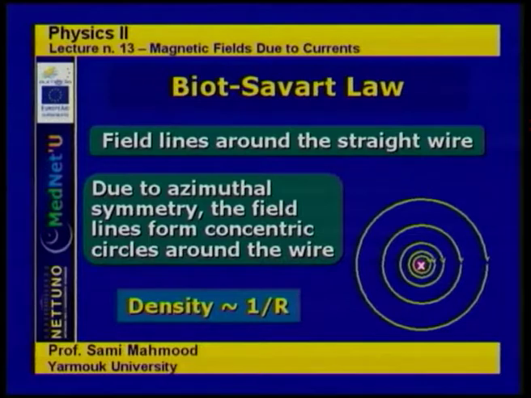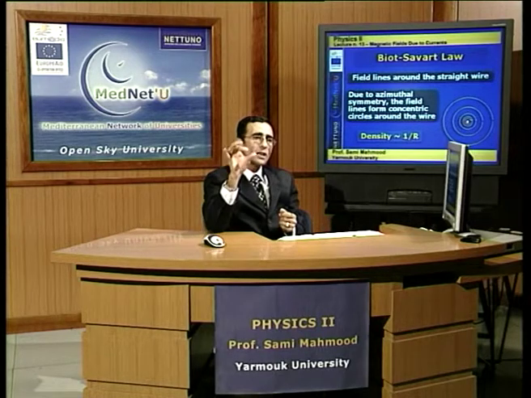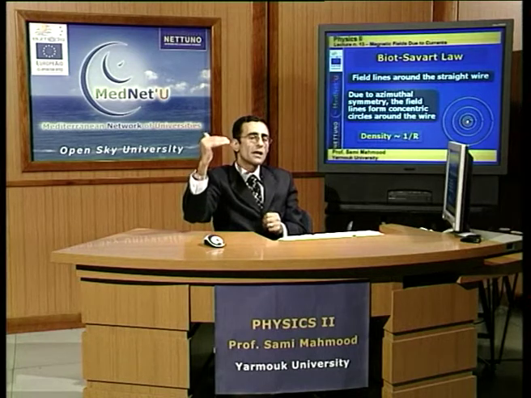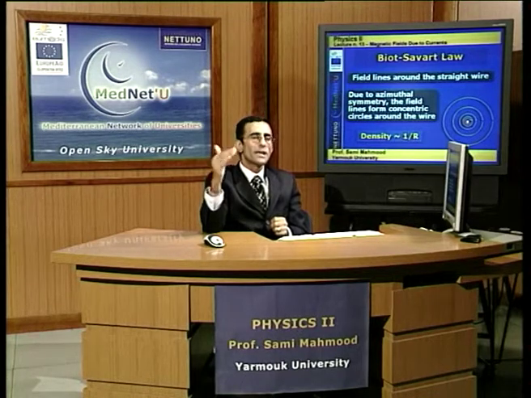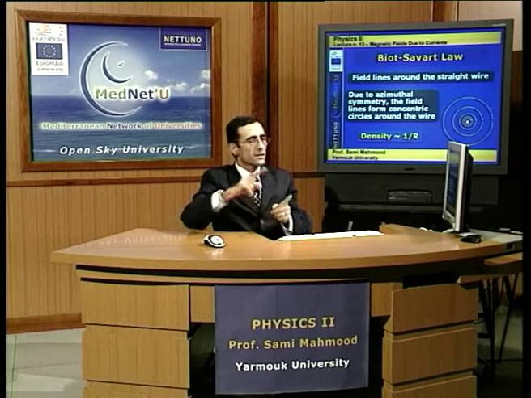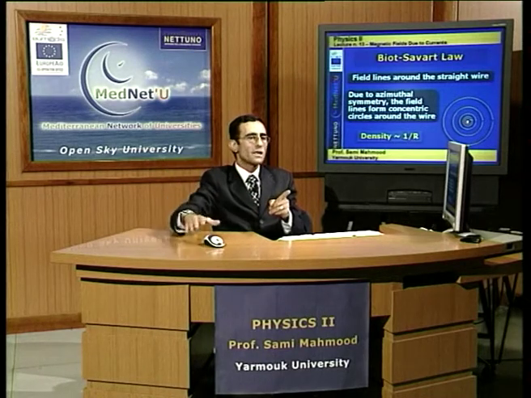These field lines will be stacked around the wire in circular forms, and the density of these lines will go as 1 over r. That means if we get farther away from the wire, the field lines get spaced out more, which means that the intensity or the strength of the magnetic induction is lowered as we go farther away from the wire, which makes sense because the farther away from the influence we get, the weaker is the influence.